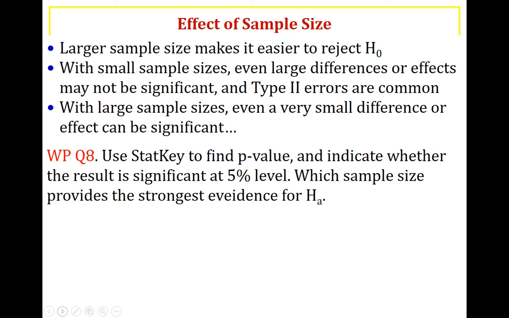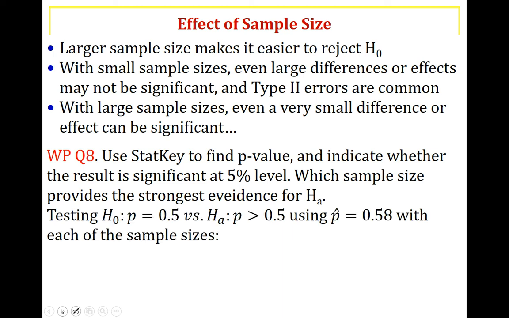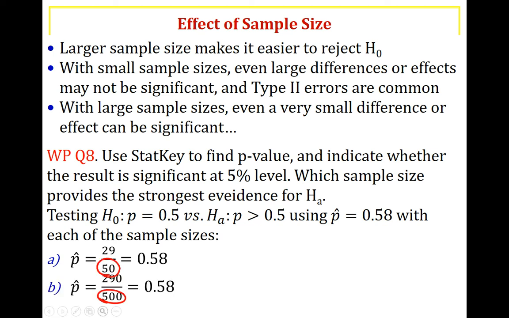Okay, so let me get some data up here. We're looking at, first of all, a null of 0.5, nothing going on, and we're measuring a stat of 0.58. We're going to do it with two different sample sizes. The first sample size is 50, right there, and the second sample size is 500, right there. So I'm going to go to the computer. I'm going to switch over so we can go to StatKey, and we're going to watch what happens.